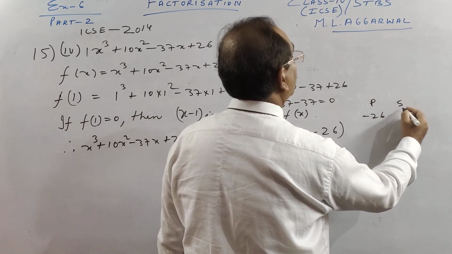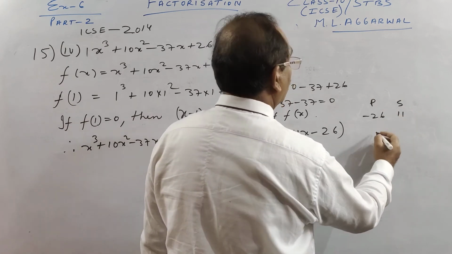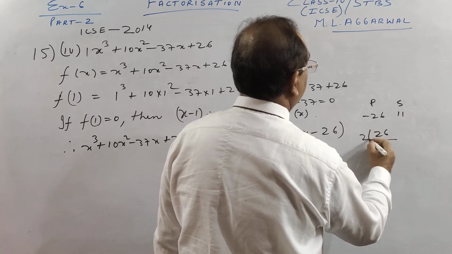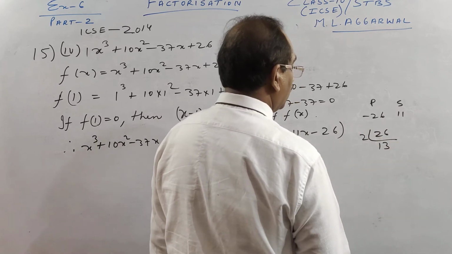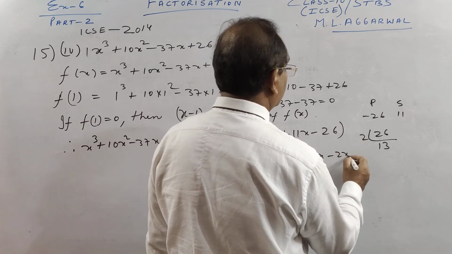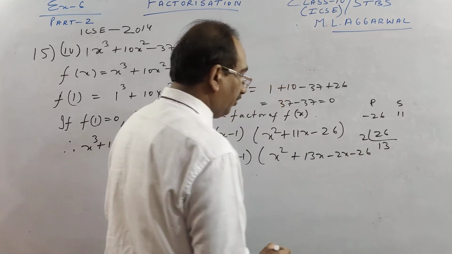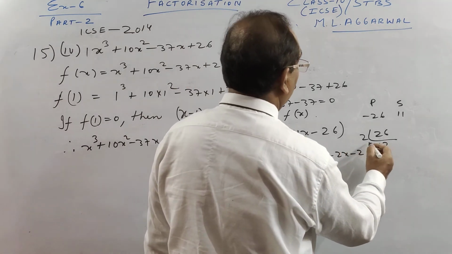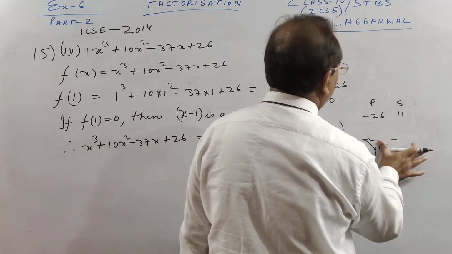Okay, so what you do, you factorize 26. So 13x minus 2x will give you the middle term, so I write here a little bit.